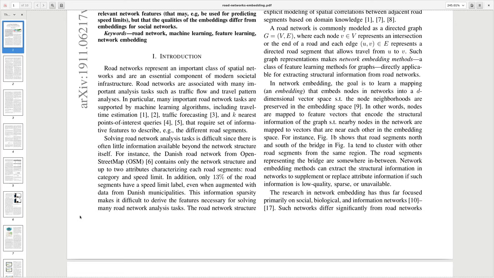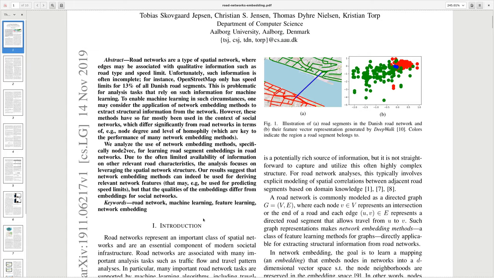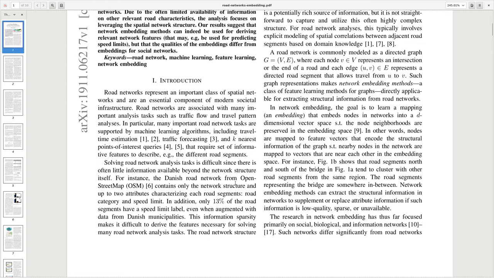The road network structure is potentially a rich source of information, but it is not straightforward to capture and utilize this often highly complex structure. For road network analysis, this typically involves explicit modeling of spatial correlation between adjacent road segments based on domain knowledge. A road network is commonly modeled as a directed graph where each node represents an intersection or the end of a road, and each edge represents a directed road segment that allows travel from u to v.